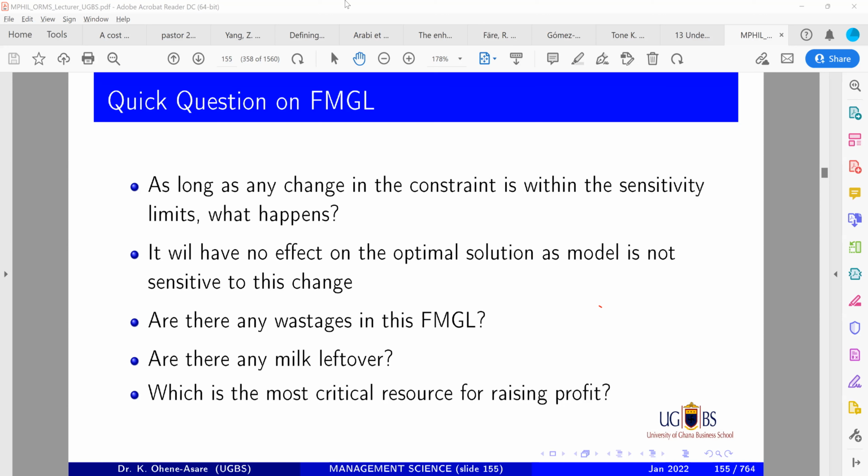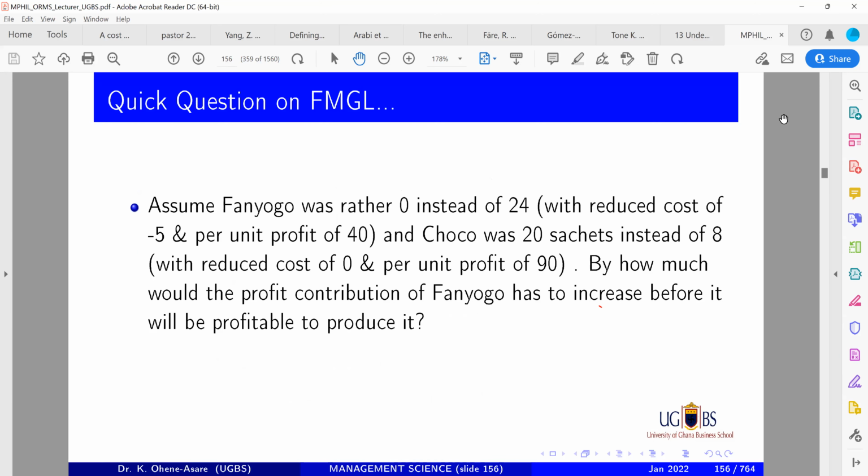Now, which is the most critical resource? Teresa, which is the most critical resource? Yes, good afternoon. This is labor. Why? Because when you increase labor with the shadow price, you get a higher profit than increasing milk. Perfect. Excellent. Very good. Guys, you are good. You are the creme de la cremes of the whole world. That is why you are answering things by heart like that.